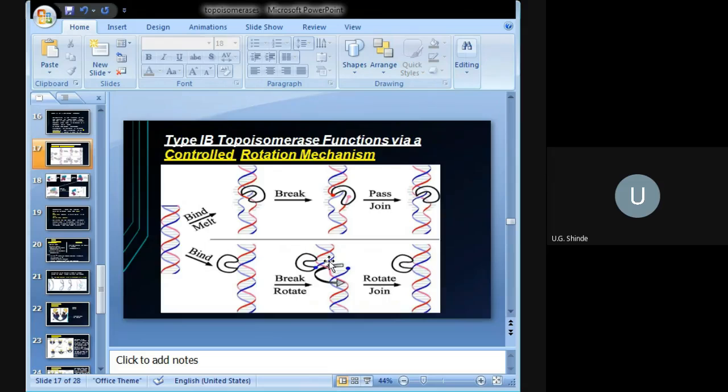Now we'll see the next, type 1. We have seen the mechanism of that. Now we'll move to the next, type 1B. Topoisomerase functions via a controlled rotation mechanism.